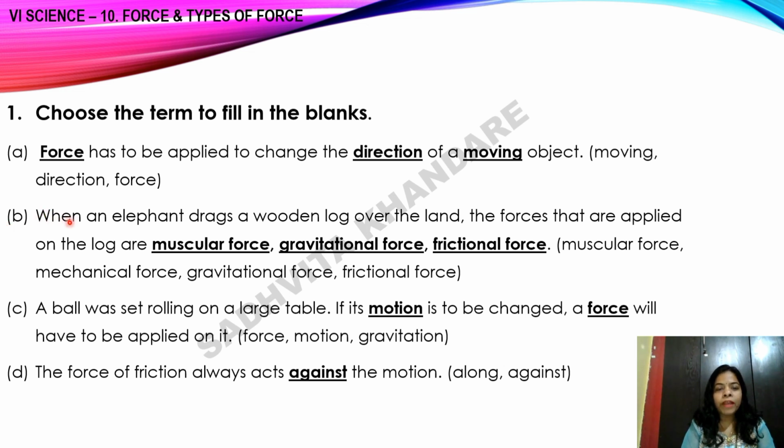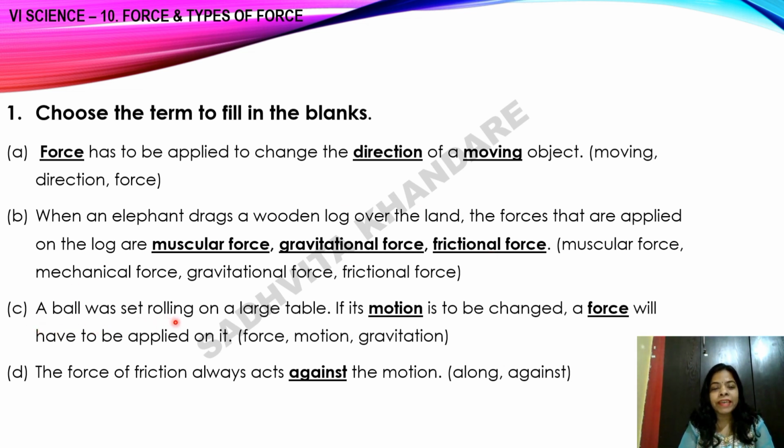Second, when an elephant drags a wooden log over the land, the forces that are applied on the log are dash, dash, dash. Muscular force, gravitational force and frictional force. These are the forces which are going to act on the wooden log. Because of the elephant, it is muscular force. Because it is on the ground, even the earth shows gravitational force. And the frictional force is always going to be there, which is going to be the opposing force.